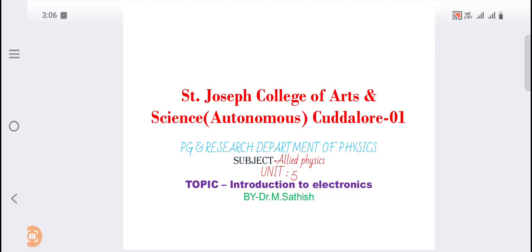Today I am going to discuss electronics, electronic properties and logic gates. Dear students, what do you mean by that? What do you understand about electronics? Electronics is one of the vast areas. Without electronic properties and electronic instruments, we cannot do anything. It is one of the most important things in our day-to-day life.